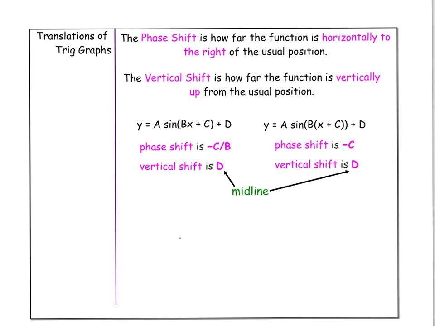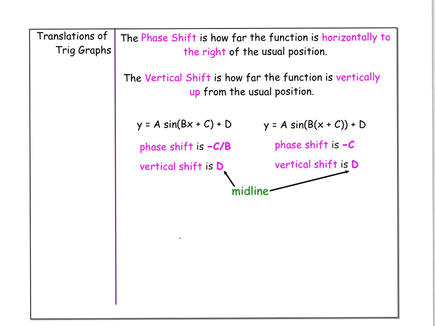Okay, guys, ready for the last section of this? So we're adding two new definitions, translations of graphs. Now we're shifting left to right or up and down. The phase shift is how far the function is horizontally to the right of the usual position. So we're talking about horizontally to the right, not left or right, to the right. And a vertical shift is how far the function is vertically up from the usual position.